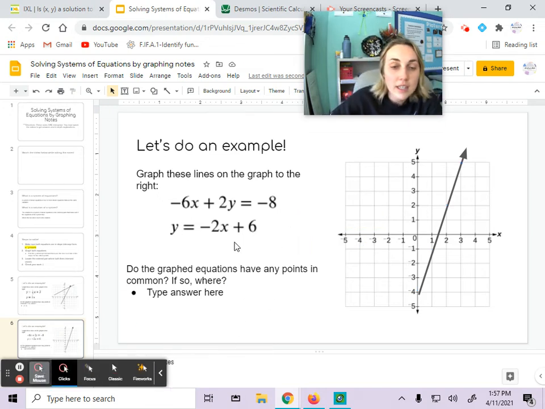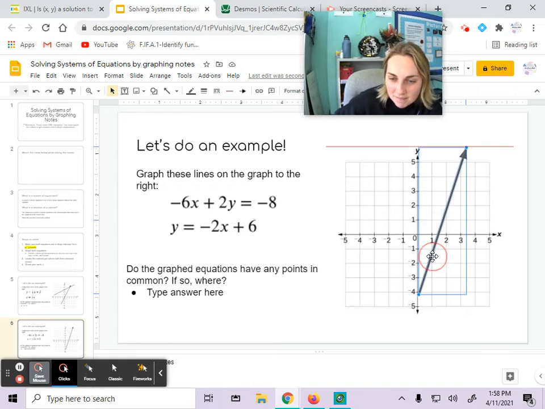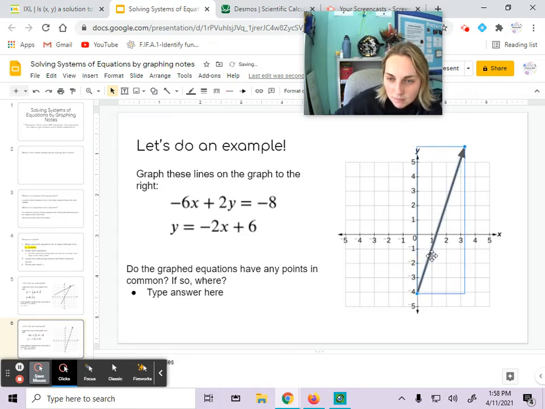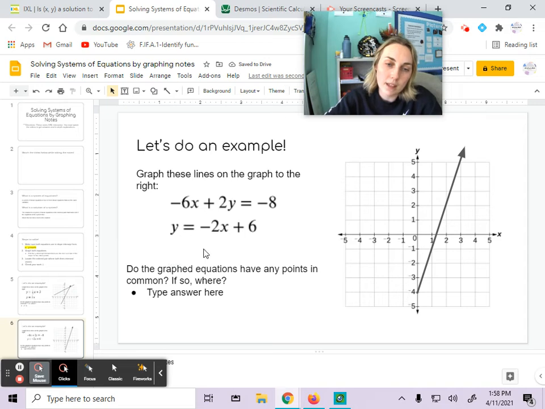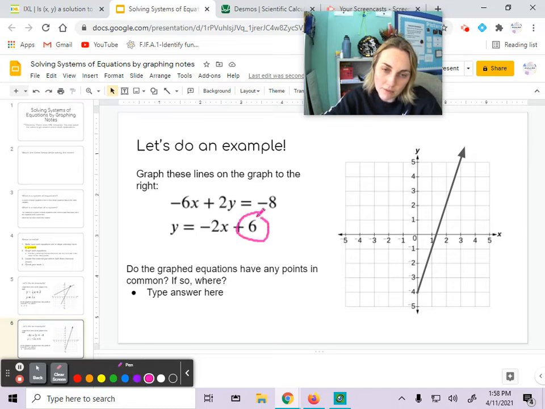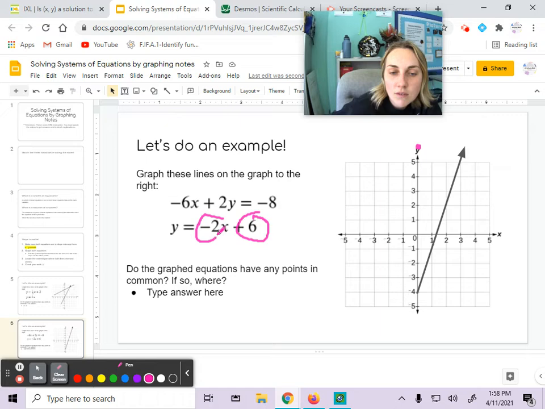All right, so this one, the second equation, is already in y equals mx plus b form, so I'm going to go ahead and plug it in. I'm going to move this slightly to the left. There we go. Yeah, that works a little bit better. All right, so I'm going to plot my y-intercept first. My y-intercept is a positive 6, and I don't have a positive 6 on here, but I'm going to assume it's about right here. Okay. All right, and then it says my slope is negative 2.